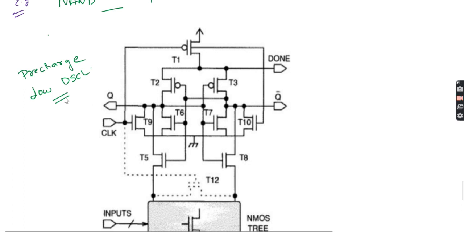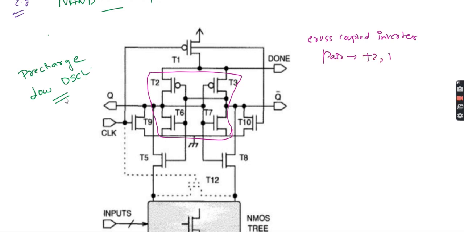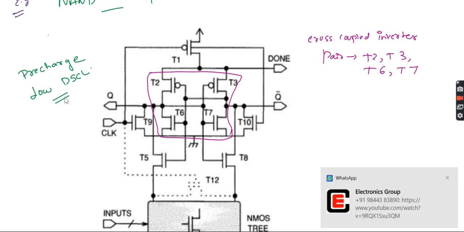The additional thing is that we are having a pair of inverters here, a cross coupled inverter pair. What are the transistors? T2, T3, T6, T7. Next, you can see we additionally have the pre-charge transistor here.